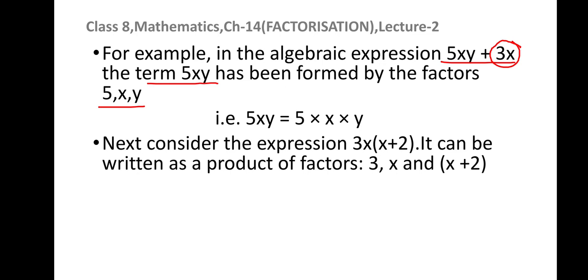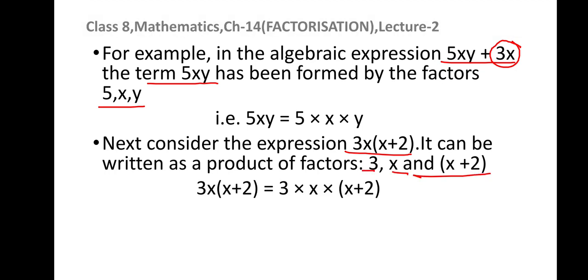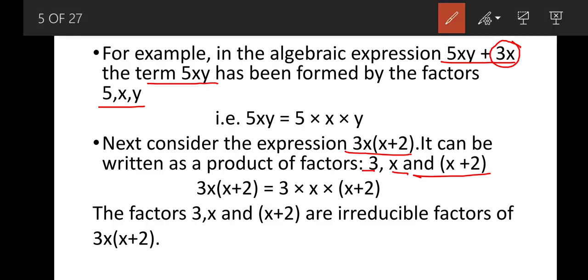Let us consider another example, that is 3x bracket x plus 2. It can be written as the product of factors 3, x and x plus 2. So 3x bracket x plus 2 is equal to 3 into x into x plus 2. So the factors 3, x and x plus 2 are irreducible factors of 3x bracket x plus 2. I hope this is clear to you. You are supposed to express every term in irreducible factor form.